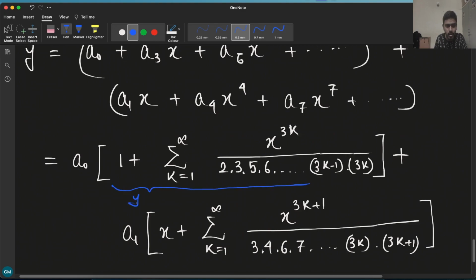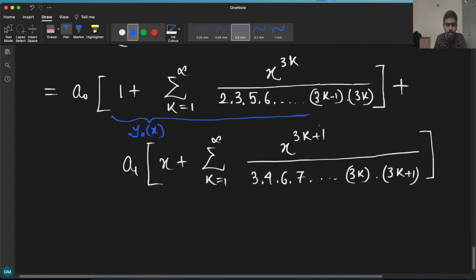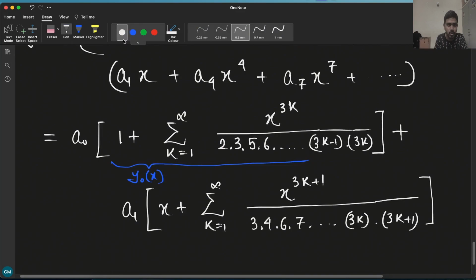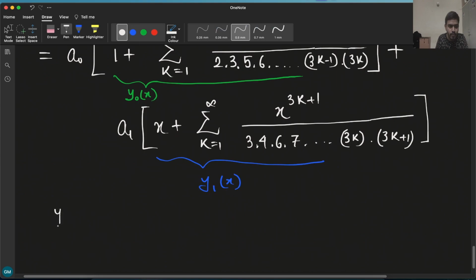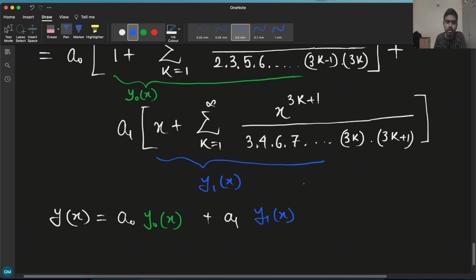For example, you can write this green one as y0 of x. This is the first series solution, and this we can write as y1 of x, and the general solution will be y(x), which is a0 times y0 of x plus a1 times y1 of x. So this is the general solution.